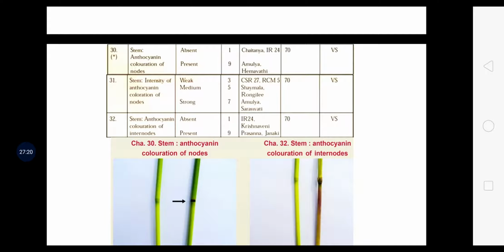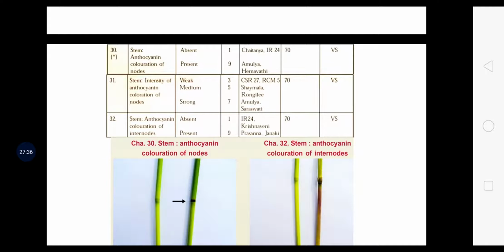This is divided into weak, medium, strong, scored as 3 5 7. Weak kind are CSR 27 and RCM 5. Medium are Shyamala, Rangili and strong is Amulya and Saraswati.